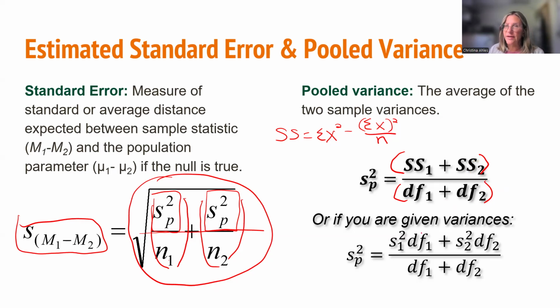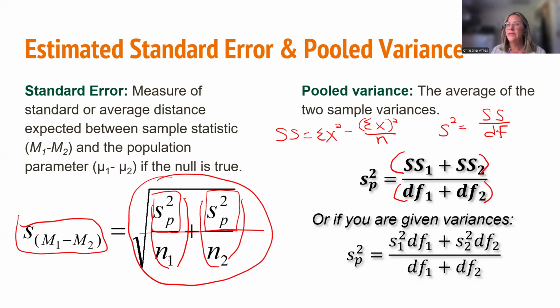Now, if you're given variances, you would take the variance and multiply it by its corresponding degrees of freedom, and then add that to the second condition's variance times its degrees of freedom, and divide by the degrees of freedom combined. Remember, variance is the sums of squares divided by degrees of freedom. So S squared and SS are two different things. You have to have SS to get S squared.